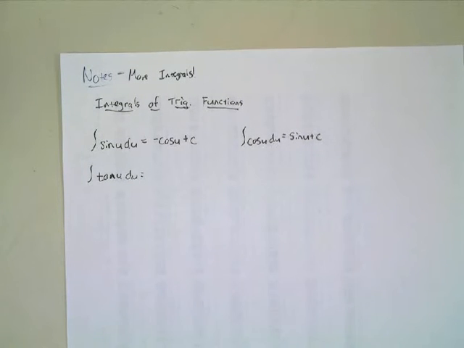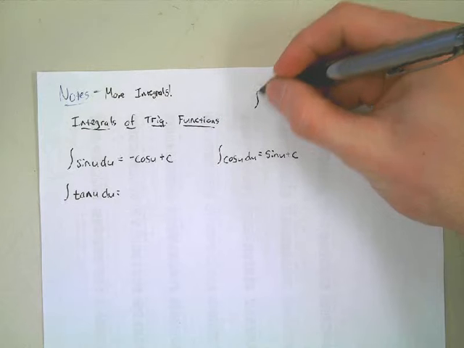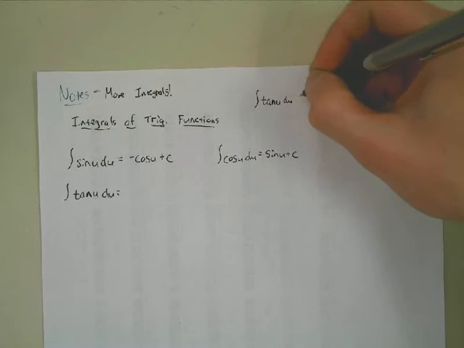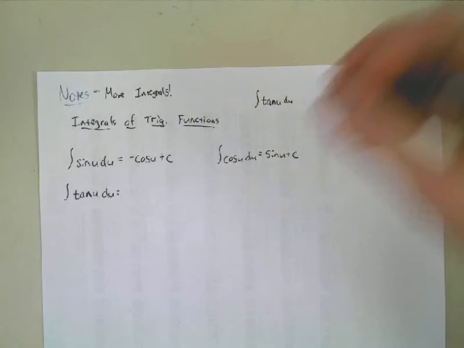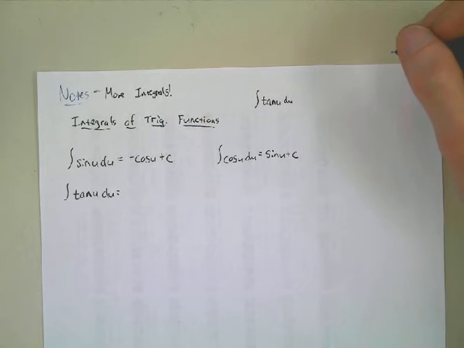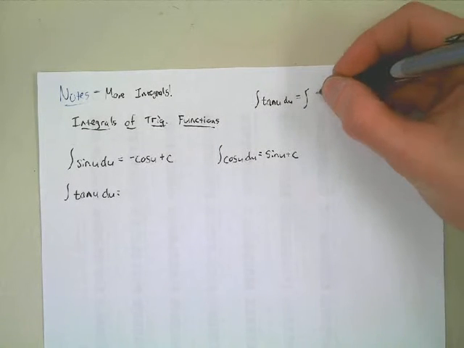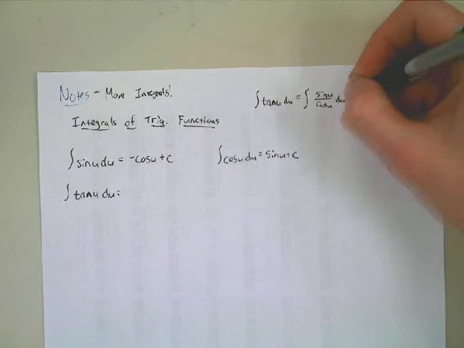We don't know this one, okay? But we can actually figure it out now, using what we know. So let's do a little side work over here. Tangent of u with respect to u. We don't know how to integrate tangent, but we can rewrite tangent as what? Sine over cosine. Sine u over cosine u du.